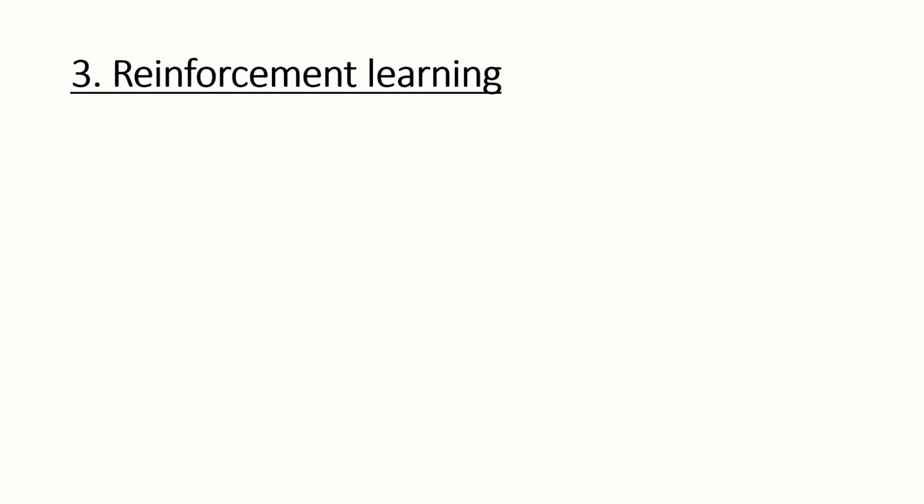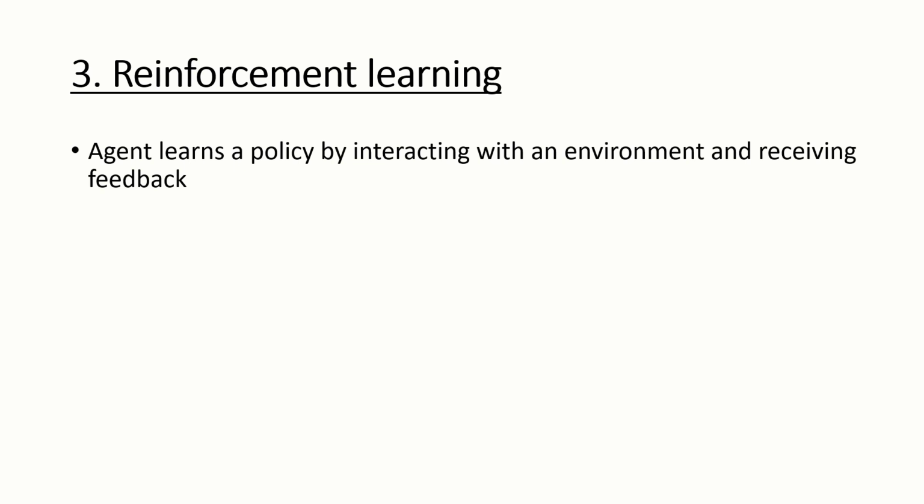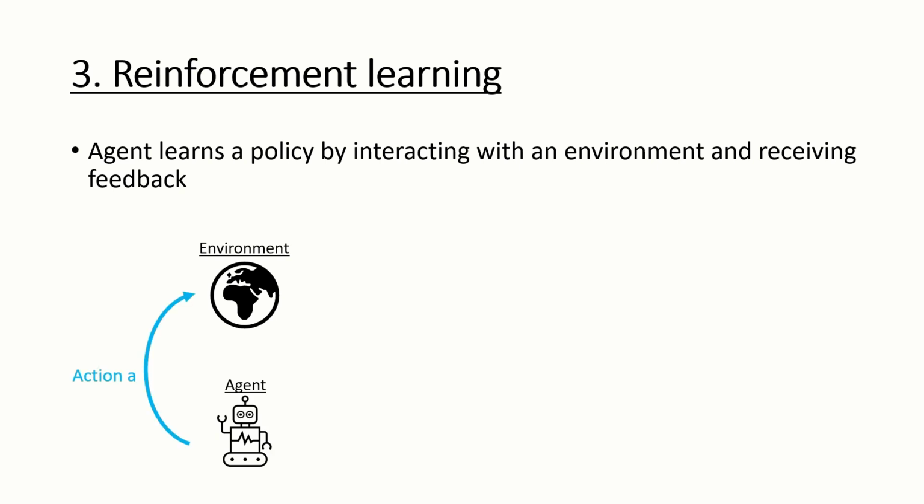So we use historic data and weather information to predict the future electricity demand. The third main type of machine learning approaches is reinforcement learning. Here an agent learns a policy by interacting with an environment and receiving feedback. So we have an environment and we have an agent, and the agent takes an action A. This changes the state of the environment, and this state is reported back, and the agent gets a reward R.